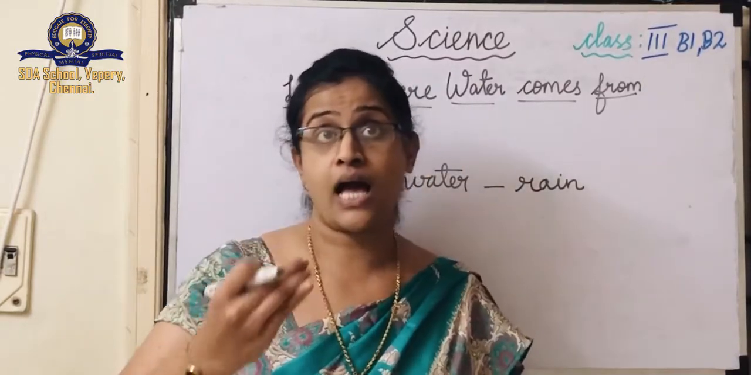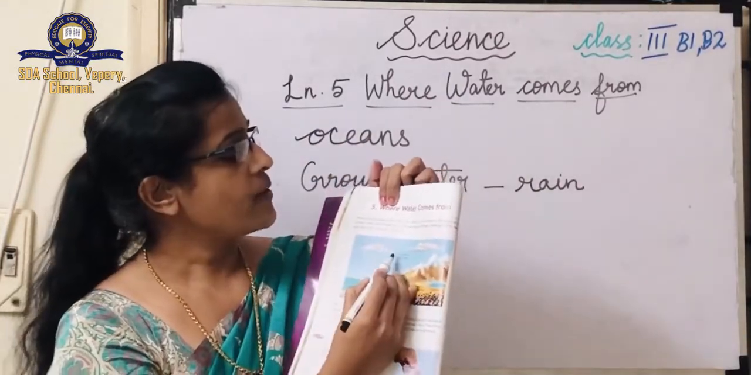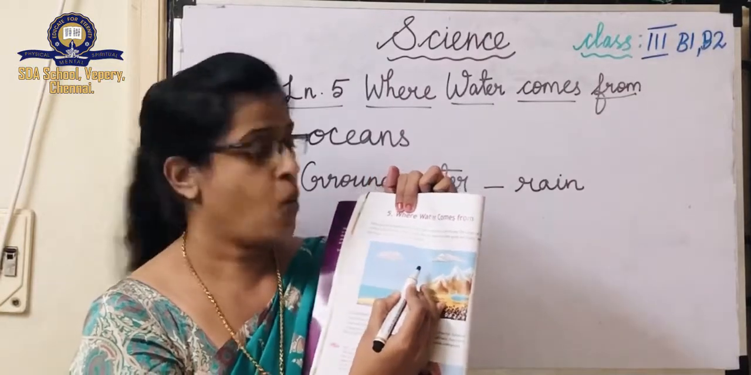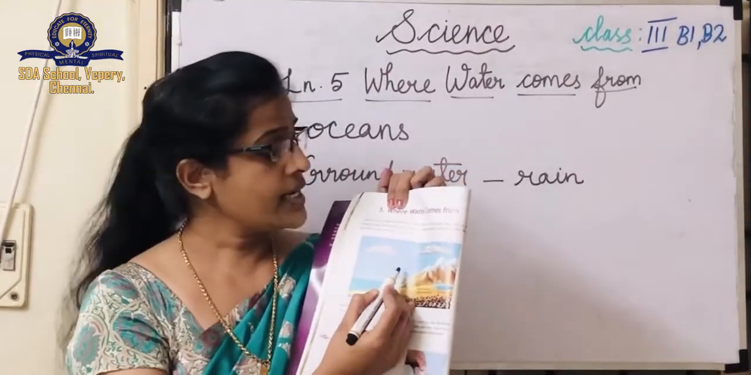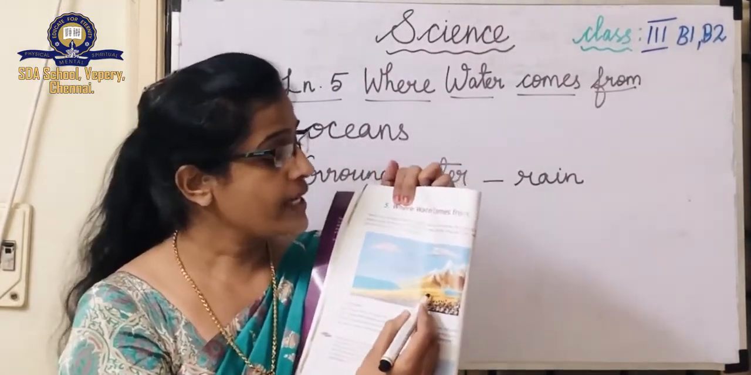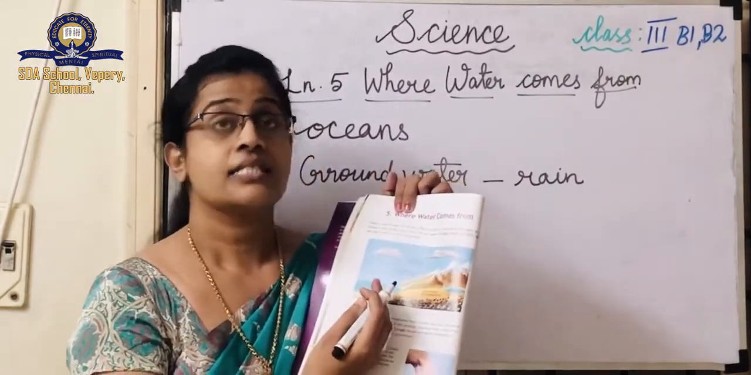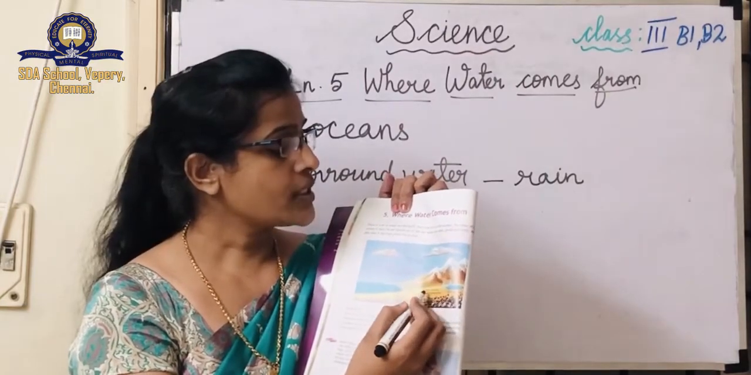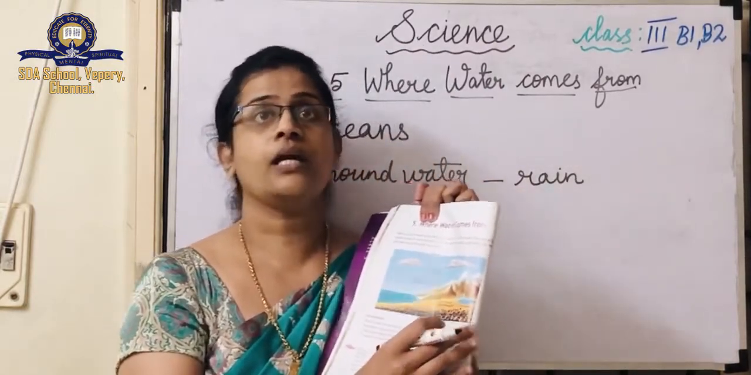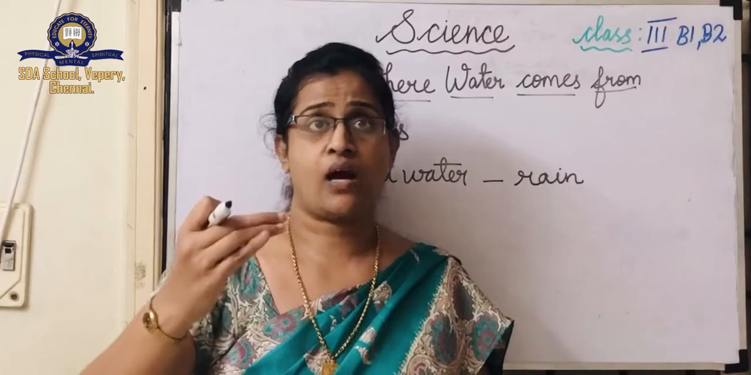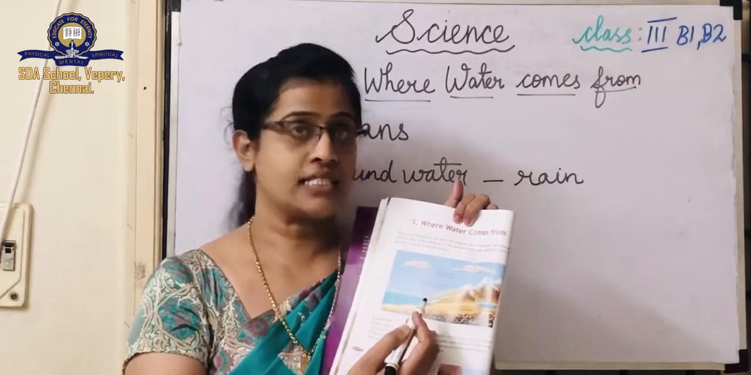Rainwater flows down hills and slopes. Look at the picture. See, rain falls over land and water. Some rainwater flows into rivers, lakes and ponds. Some mixes with lakes and seas, and some rainwater seeps under the ground. That is called groundwater.